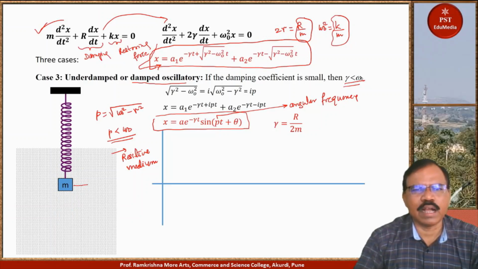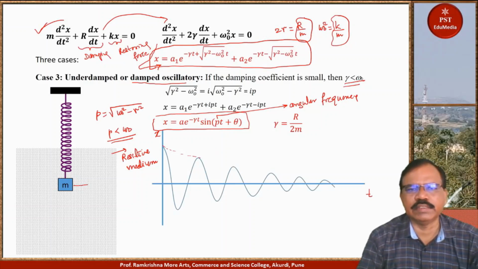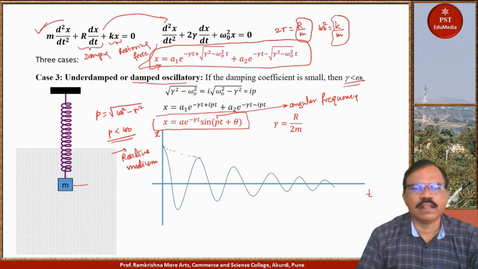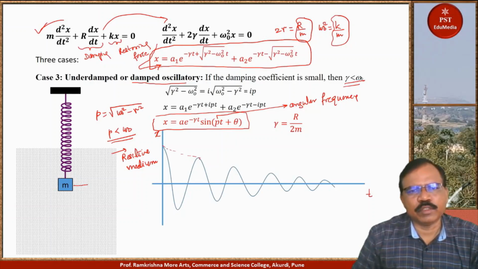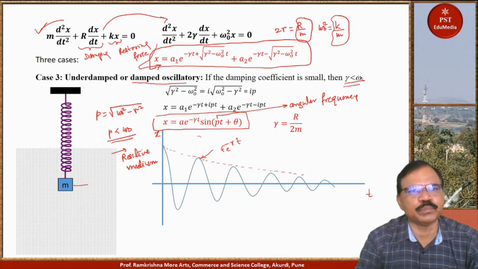So if we plot graph of x versus t, you will get graph like this. So here amplitude of oscillations decreases exponentially, and this amplitude is A e raised to minus gamma t. We have seen multiple choice questions on this also.